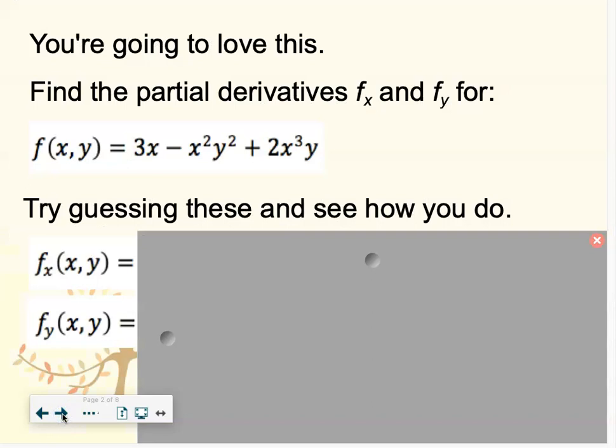Okay, so I have a multivariable function here. You're going to love this. It's in terms of x and y: 3x minus x squared y squared plus 2x cubed y. I want you to try to guess the partial derivative with respect to x and the partial derivative with respect to y. So on paper, just take a minute, take a guess.